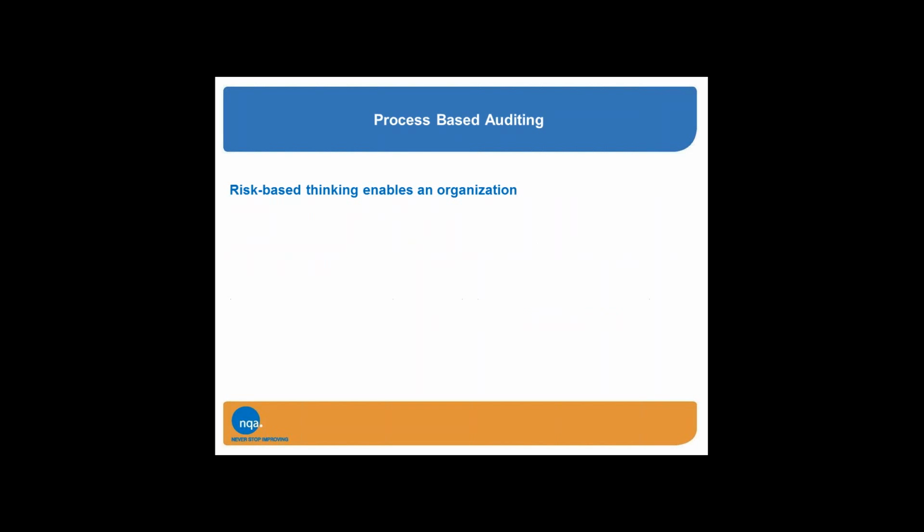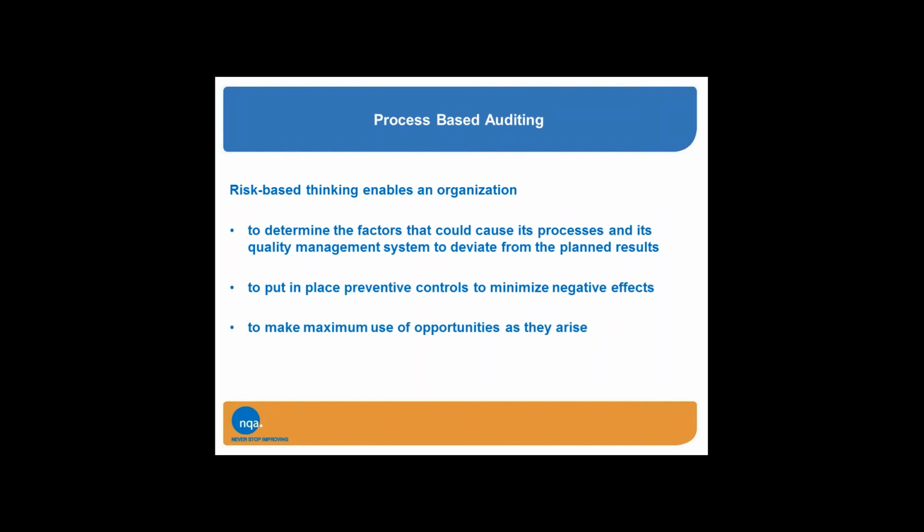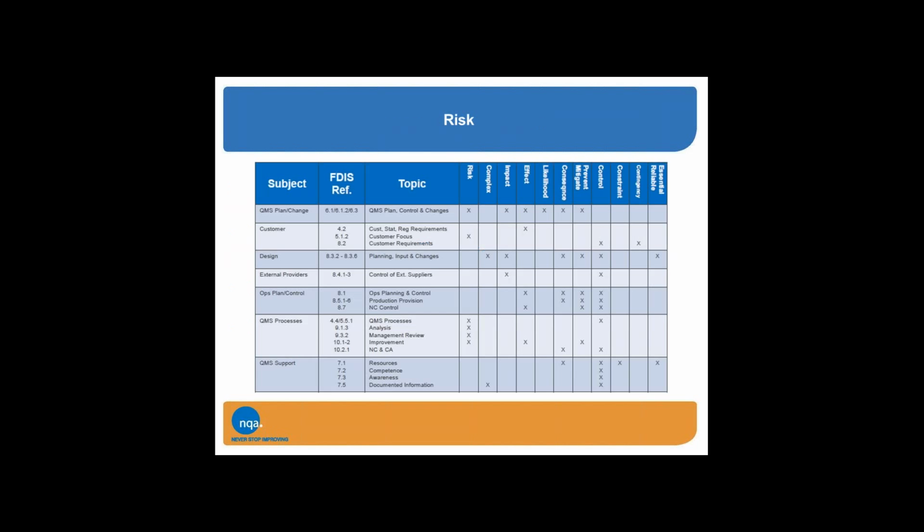Risk-based thinking enables an organisation to determine the factors that could cause its processes and its quality management system to deviate from planned results, to put in place preventive controls to minimise negative effects, and to make maximum use of opportunities as they arise. This grid gives an indication of areas where an organisation should consider and address risk within their activities. As you can see, there are many areas that can be affected by risk.